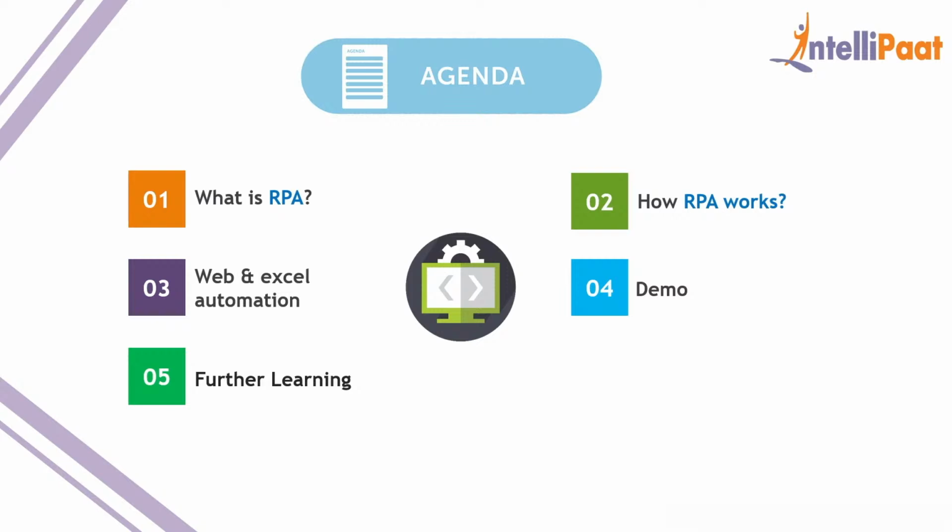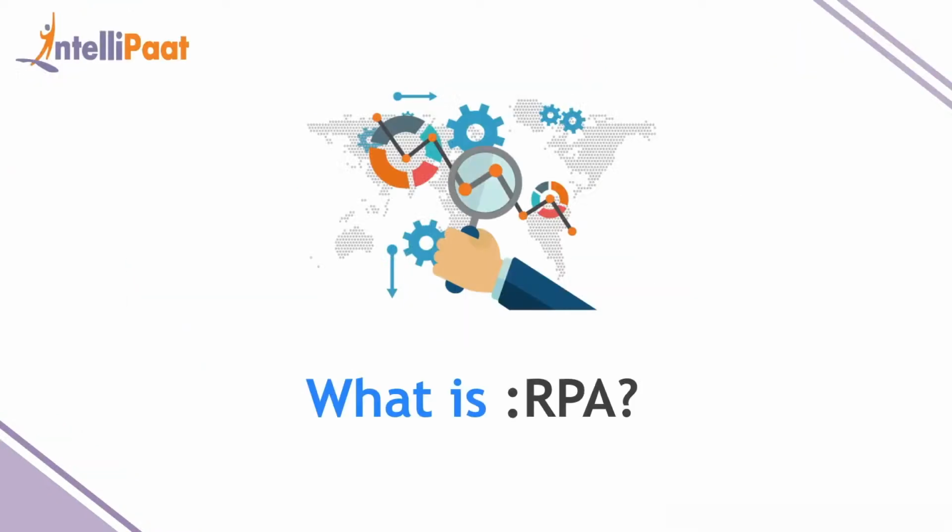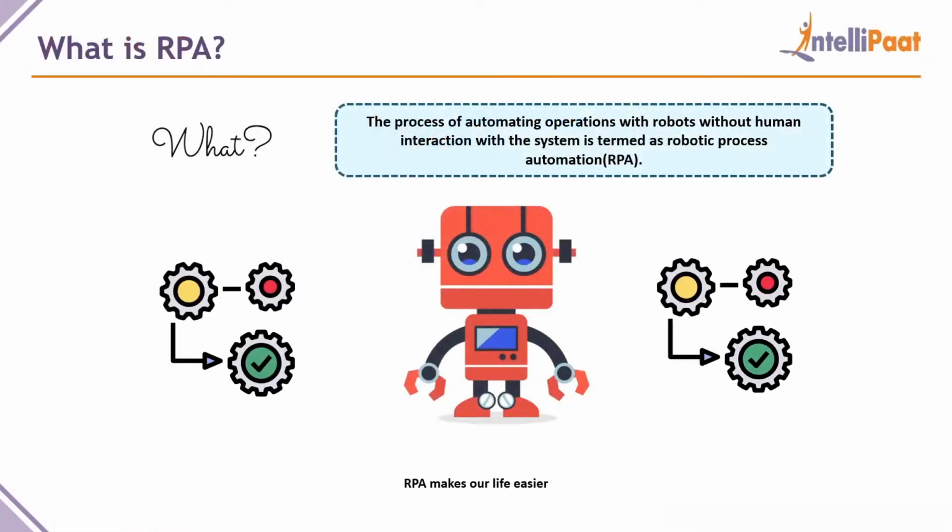So that is about the agenda, guys. I hope that is very clear to you. So without wasting any further time, let's begin. So what is RPA? RPA can be thought of as a technology where you automate processes. It is the process of automating operations with robots without human interaction with the system.